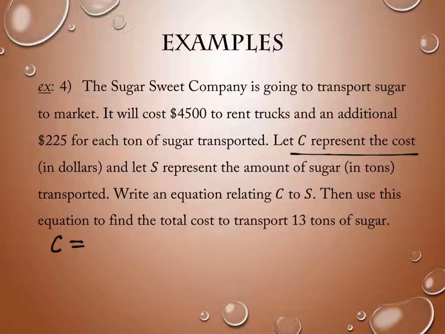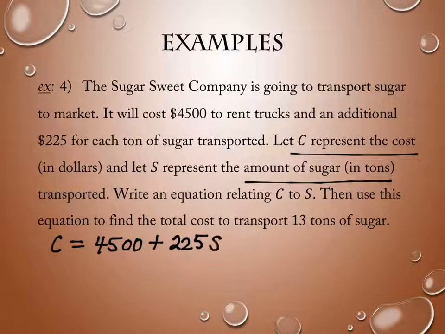C is cost. And the cost is equal to $4,500, that's the guaranteed fixed rate, plus, and then the variable cost, what changes? Well, it's $225, and it's based on how many tons of sugar that I have, and that's exactly what S represents, the amount of sugar in tons. See that there? So it'd be $225 times S, the number of tons.